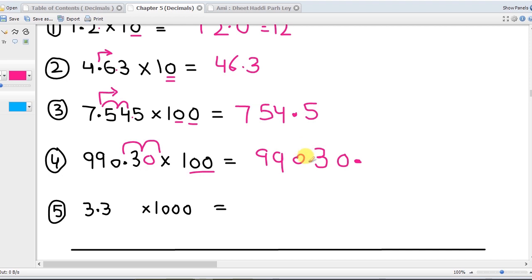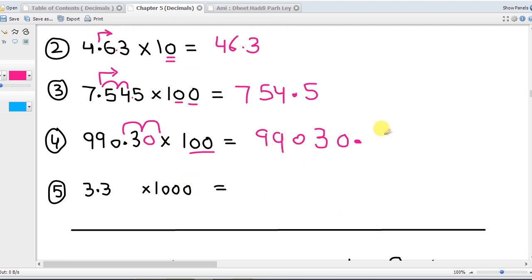In the original question it was here. Since we are multiplying, we need to shift to the right side. How many units? 2 zeros, so 2 digits. So this is 1 and 2. Now you can put 0 here. Now 3.3.